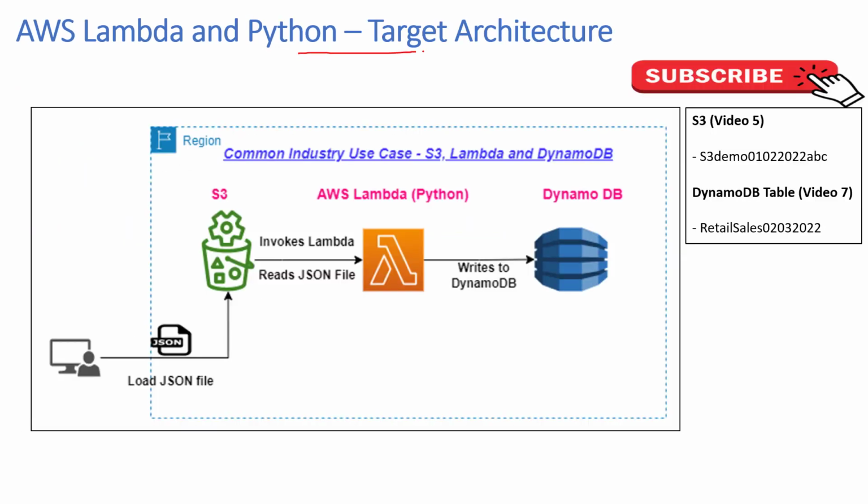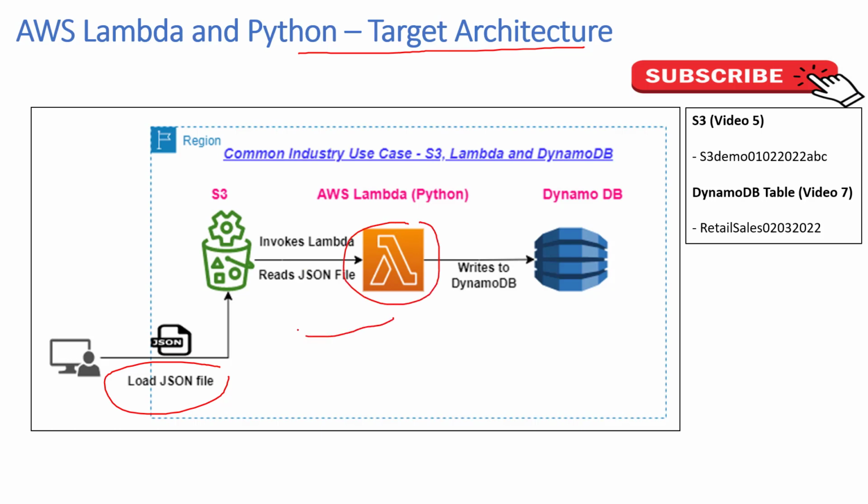Okay, so this is the target architecture we are going to build in this video and the next. This is a common use case across the banking and retail industry. We have a feed coming at regular intervals on S3. This can be in the form of a JSON file, a text file or a CSV. Once this file has been uploaded into S3, it will trigger an event notification that will trigger the Lambda function.